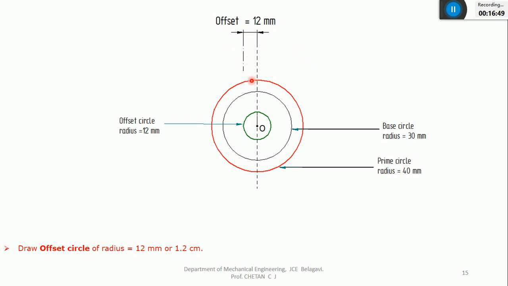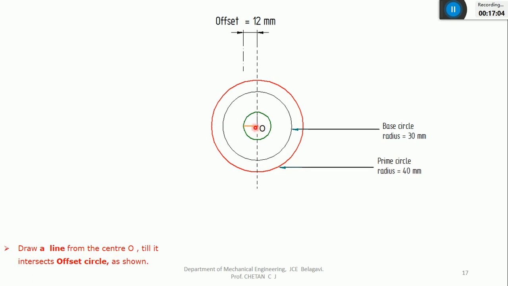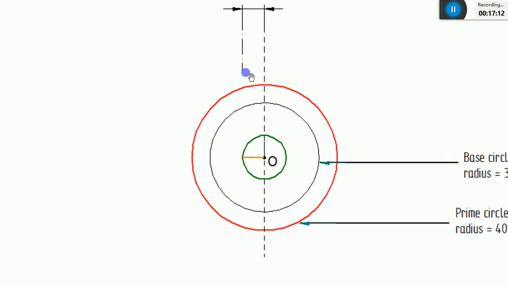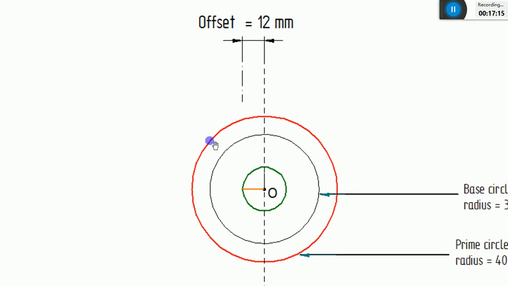After drawing all these circles, I need to draw a tangent to this offset circle at this point. Otherwise, I'll extend this follower axis only. Before that, I'll draw one horizontal line like this towards my left. It will intersect the offset circle at this point. If you want, you can zoom this area so that it will be clear.